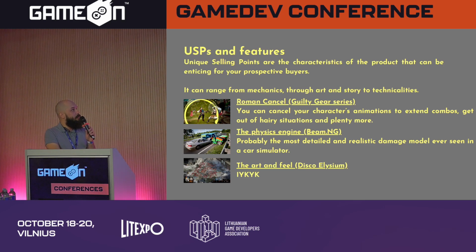So yeah, moving on to USPs and features. USPs, which means unique selling points, are the characteristics of the product that can be enticing for your prospective buyers. They can range from mechanics, art, story, technicalities. And here I have 3 examples of USPs. The first one is the Roman cancel from Guilty Gear. You can basically cancel your character's animations to extend combos, get out of hairy situations, and plenty more. This is a very unique mechanic in the world of fighting games.